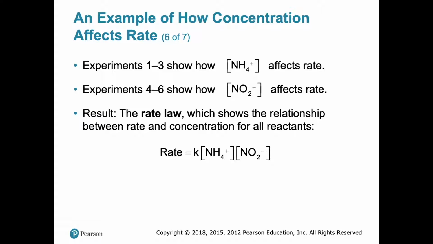And so we know that this equation right here actually comes from the general rate law equation here: rate equals k, concentration of A to the X, and concentration of B to the Y. So in this case, the ammonia is the A and the nitrite is the B, and our orders of reaction are the X and the Y.